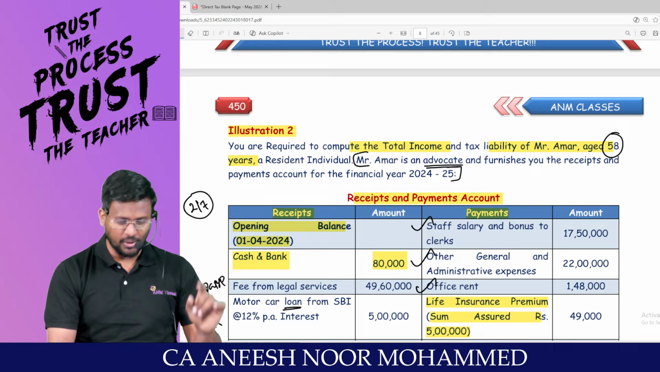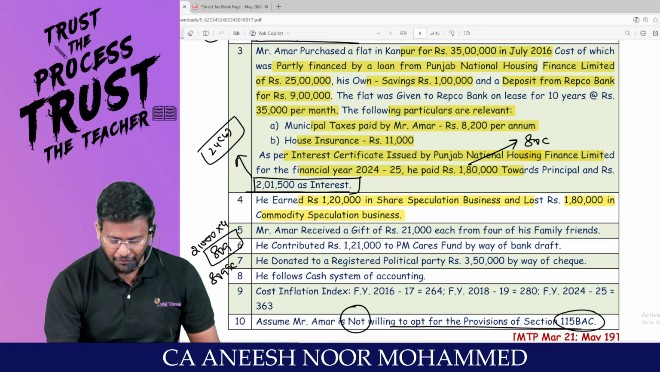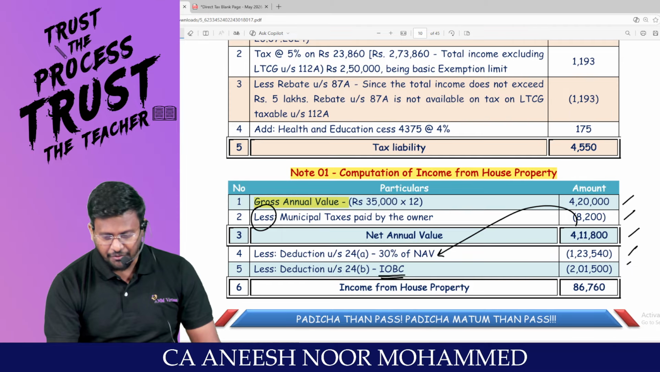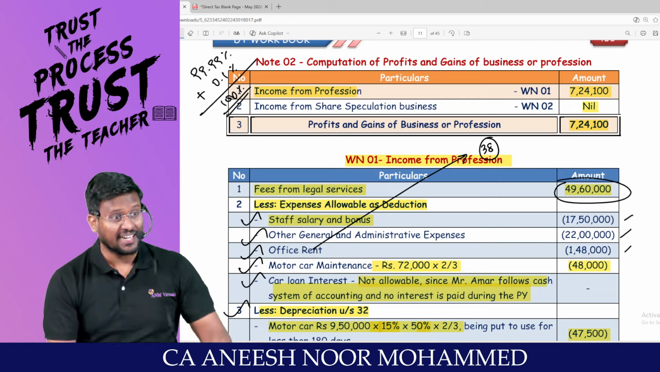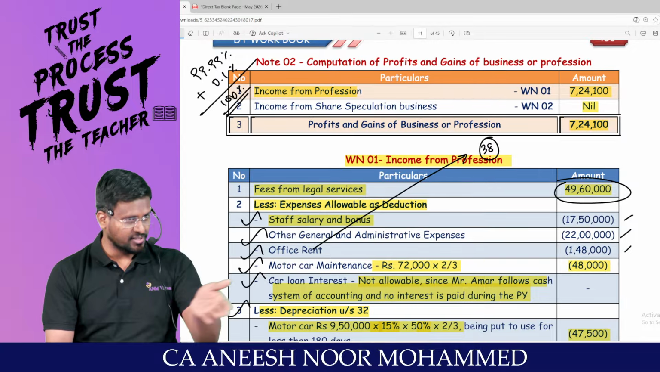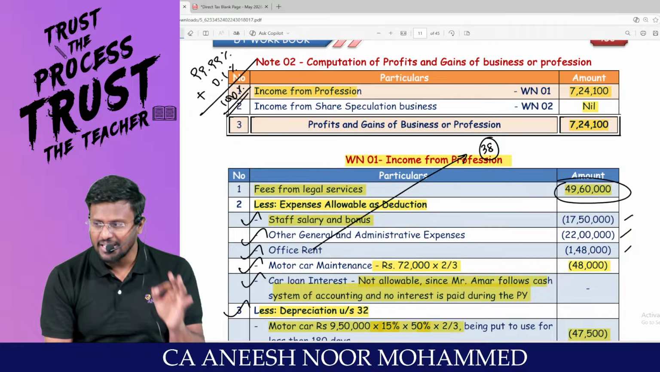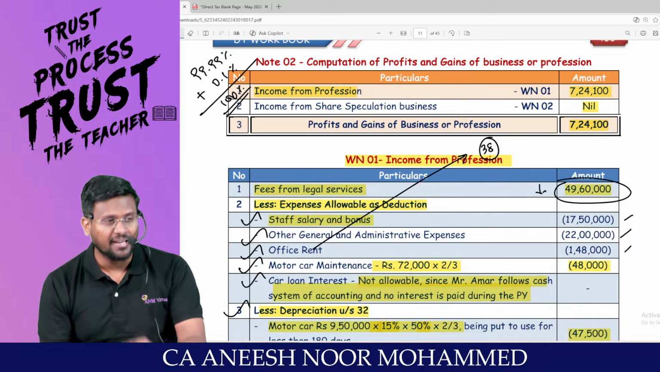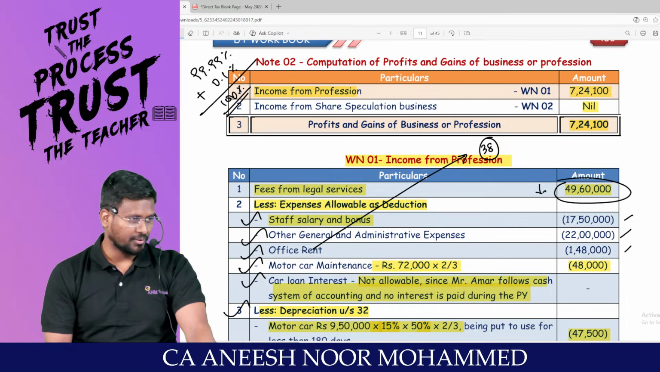My dear lovable students, if their gross receipts do not exceed 50 lakh, then they can travel through the presumptive taxation route. Look at what is the fees, 49,60,000. That is the reason why they are not touching that 40,000. Do you think that ICAI is having a shortage of 40,000 rupees? Intentionally, the gross receipts have been reduced to 50 lakh, just to check whether you are aware of the presumptive taxation route or not.